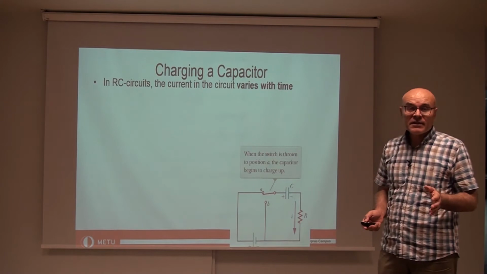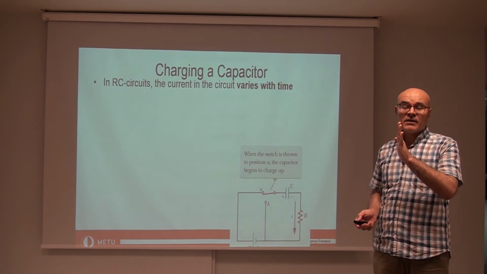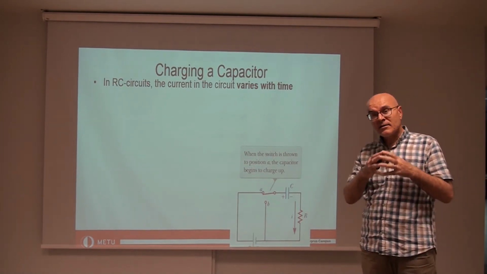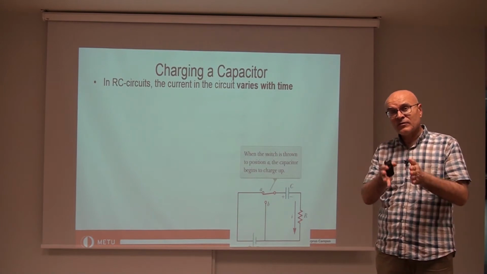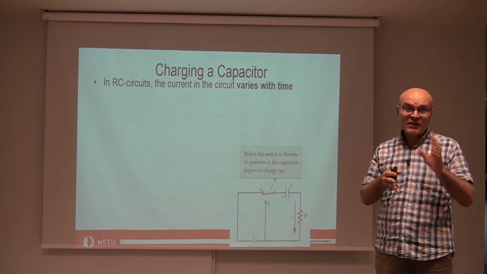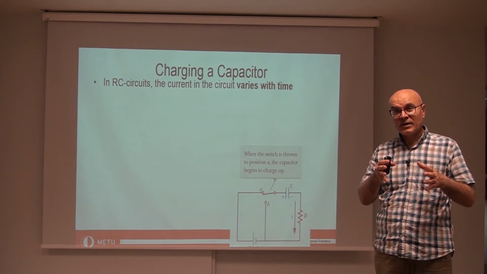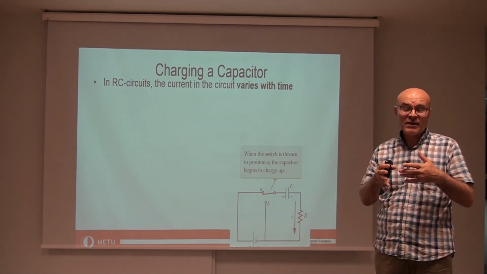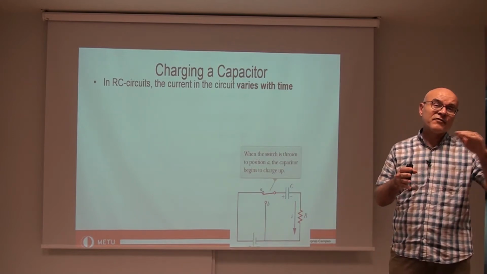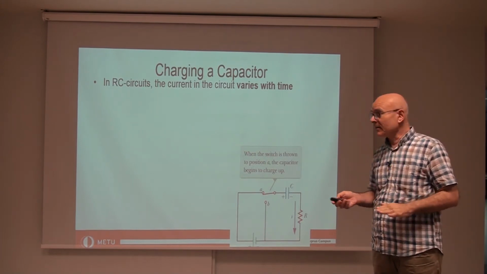Now, the important thing that distinguishes RC circuits from only R circuits is that in RC circuits, that is when a capacitor is involved in the circuit, then the current flowing in the circuit is a function of time. It varies with time. It's not constant in time. Okay, we will immediately see why. But this is an important feature of RC circuits. The current varies with time. Okay, so keep this in mind all the time.